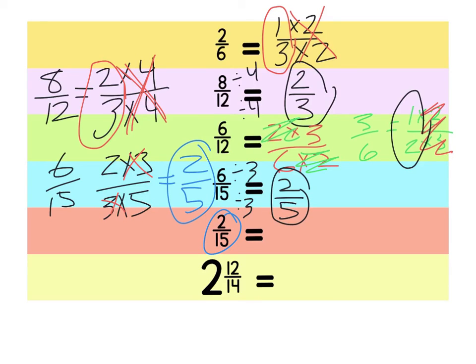Finally, we're going to learn how to simplify mixed numbers. To simplify mixed numbers, we do nothing to the mixed number. We don't need to mess with that whole number. We just rewrite the whole number, and then we simplify as we normally would.